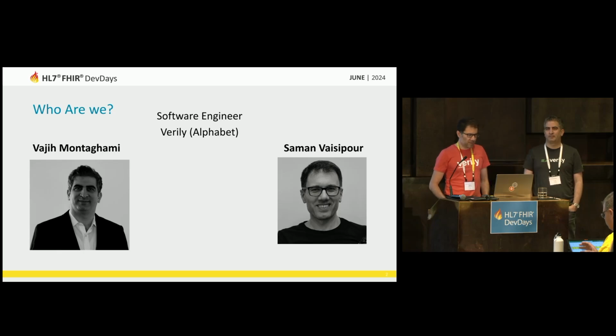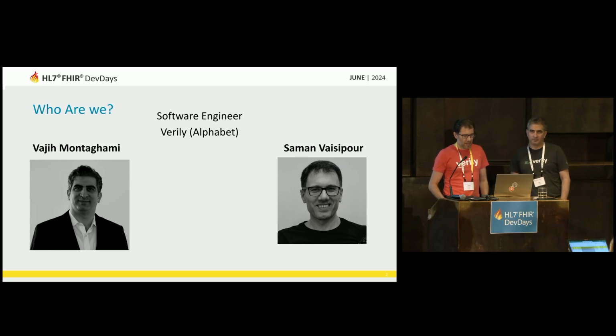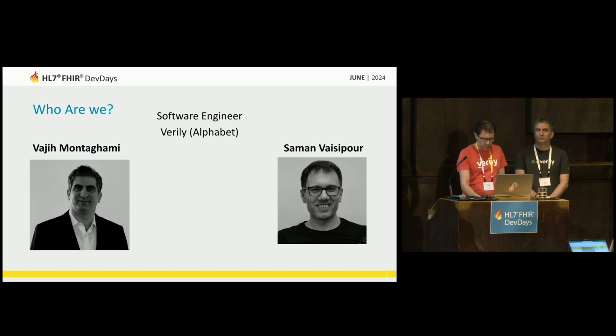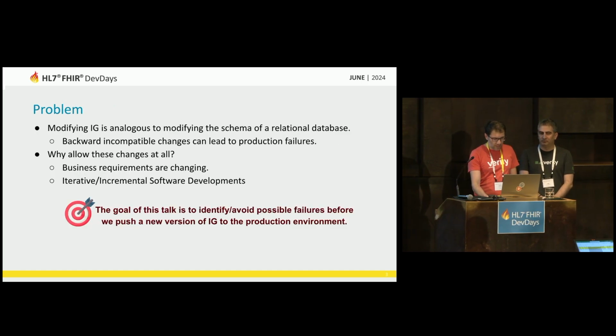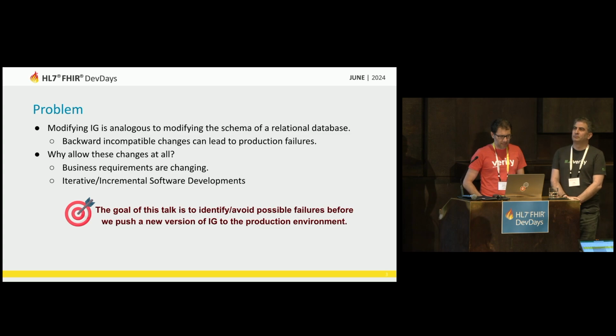So yeah, we are both software engineers from Verily. We used to work at Google. Vaji specifically worked on the Cloud Healthcare API by GCP for a couple of years. Myself, I was in different projects for a couple of years, and then for the past 3 years, we have been working in Verily. So let's start with the problem statement.